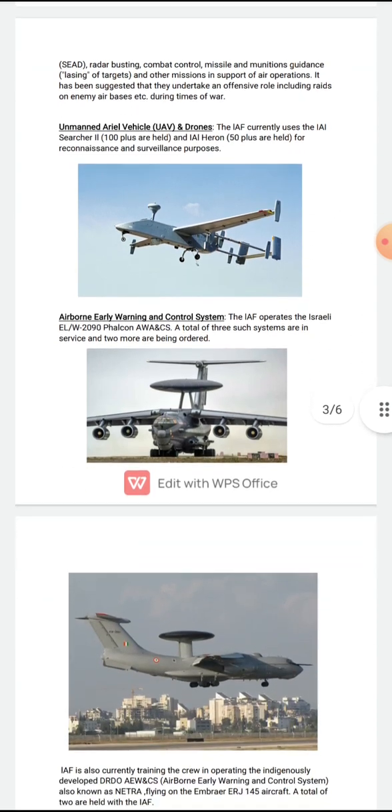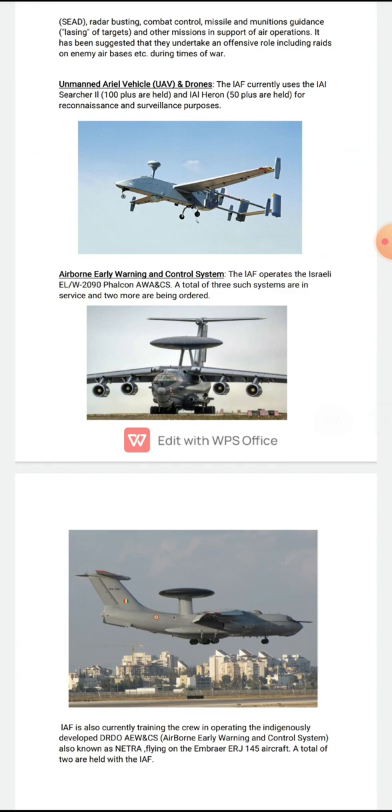Okay, now the airborne early warning and control system. It is also known as AWACS. India has an AWACS known as Falcon, and it is Israeli made. India currently has 3 AWACS and 2 more are being ordered. Now, what does AWACS mean? The black thing which you are seeing above this aircraft is the AWACS. The oval type of black thing is the AWACS.